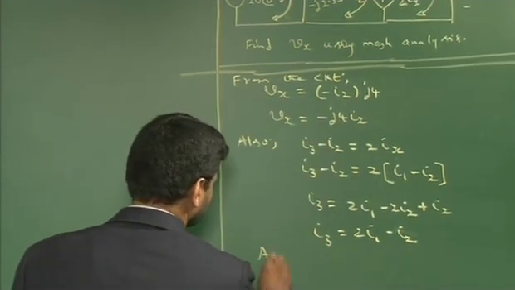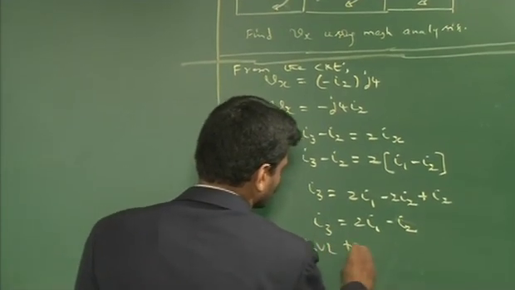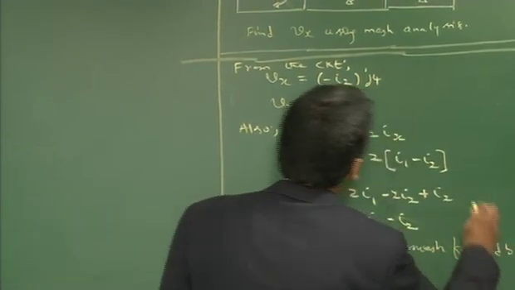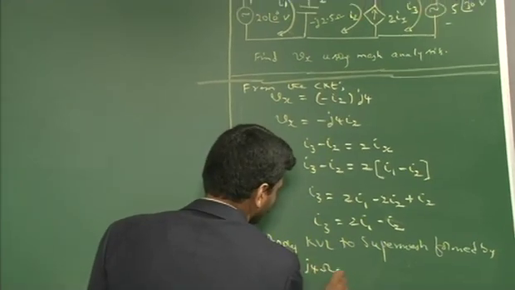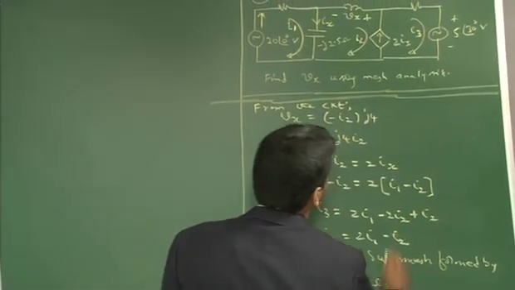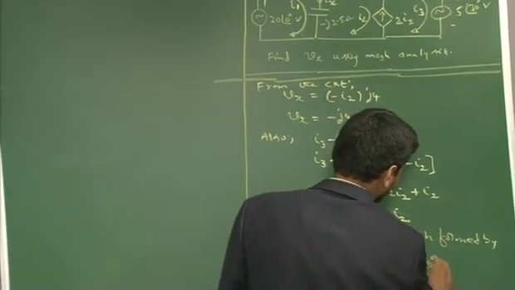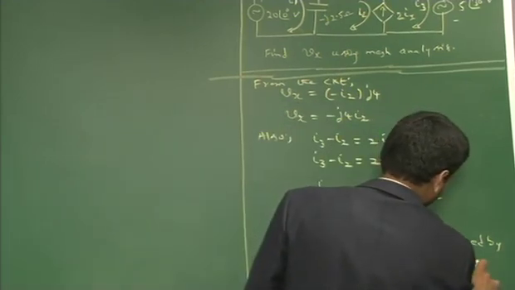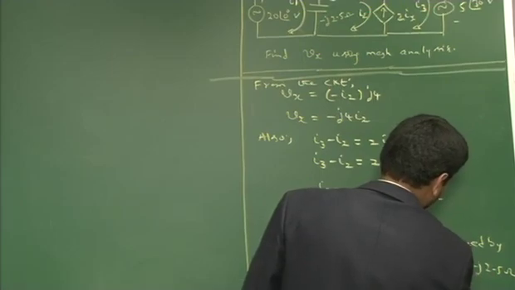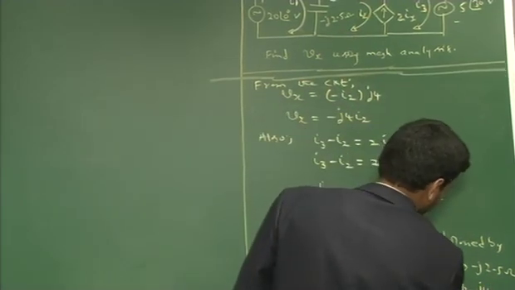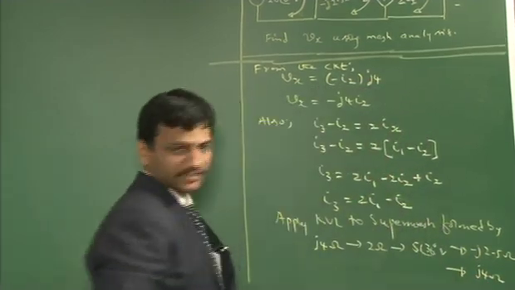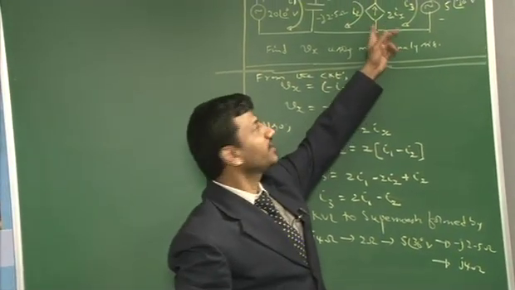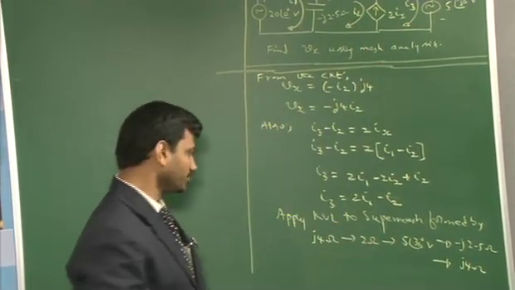Now, apply KVL to super mesh formed by, okay, so j4 ohms, then 2 ohms, then 5 at an angle of 30 volts, then come back here. So, minus j2.5 ohms, then back to j4 ohms. Okay. So, as I was telling earlier, after writing the constraint equation, we club the corresponding meshes and call it a super mesh. Then we apply KVL to the super mesh.